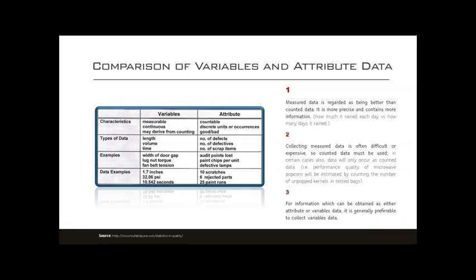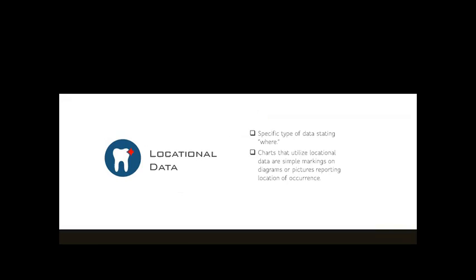The following table offers a comparative overview of the 2 types of data. By comparison, measured data is regarded as being better than counted data. It is more precise and contains more information. Collecting measured data, however, is often difficult or expensive, so counted data must be used instead. In certain cases also, data will only occur as counted data. And for information which can be obtained as either or, variable data is generally preferable.